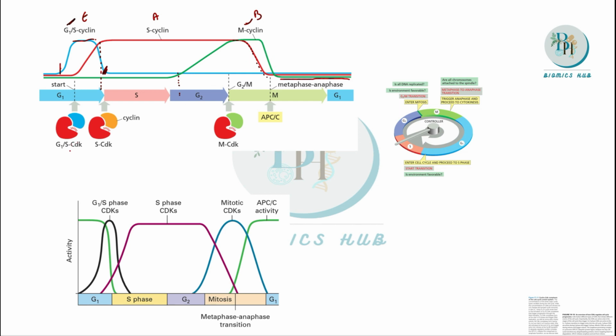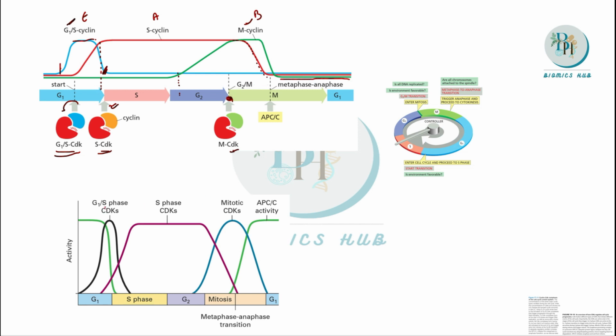So there are also CDKs which are involved. Now we can see that the G1/S CDK is activated in the G1 phase. The S CDK is activated at the start of the S phase. The M CDK is activated at the end of G2 phase, or G2 to M phase.